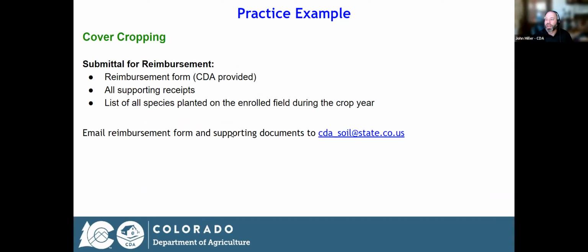Here is what it's going to actually look like when they go to do the submittal. There will be the reimbursement form, which we're going to provide to you folks, and I'll show you on the next screen. All the supporting receipts and a list of all the species planted, since this was a planting on their enrolled field during the crop year. And the email reimbursement form and supporting documents would go to the soils email, cda_soil@state.co.us.